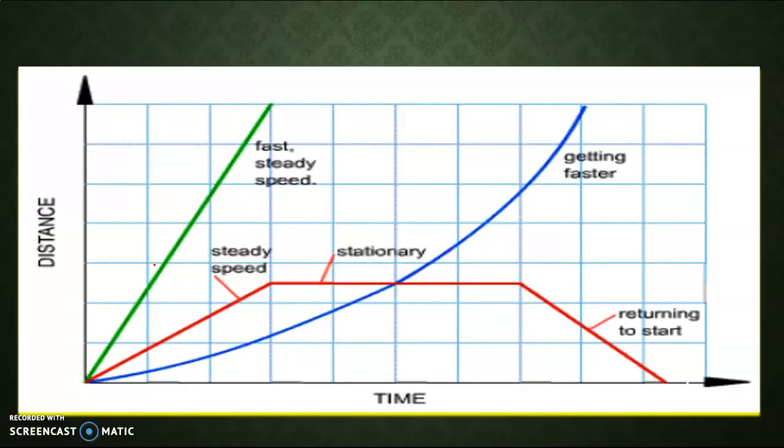Here are some graphs which represent the distance, time and speed of an object. Just see, this is graph A, this is graph B, and this is graph C. What is graph A?